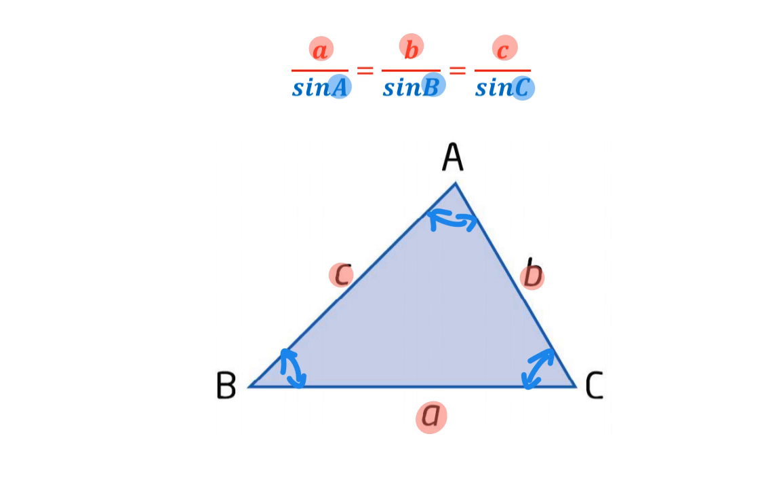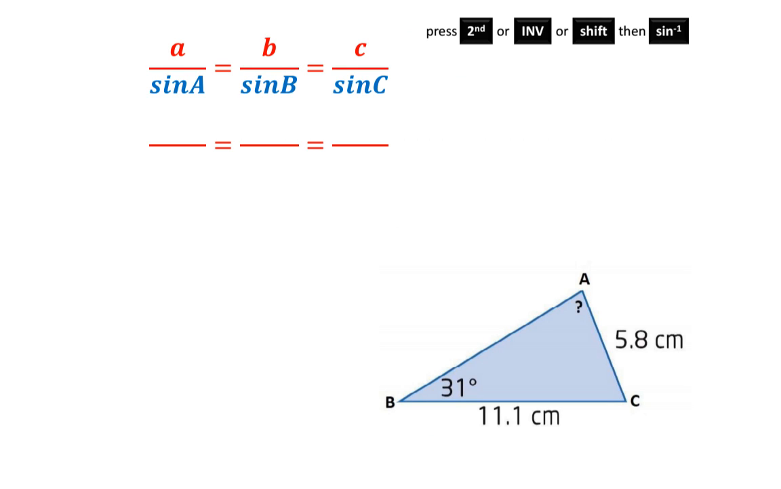In our first example, we want to find this unknown angle. Before we begin, let's finish labeling this diagram. This side would be lowercase a, this side would be lowercase b, and this side would be lowercase c. Now we can replace some of these variables with numbers. Instead of lowercase a, I can replace that with 11.1. Meanwhile, uppercase A is what we're looking for, so let's just leave that alone.